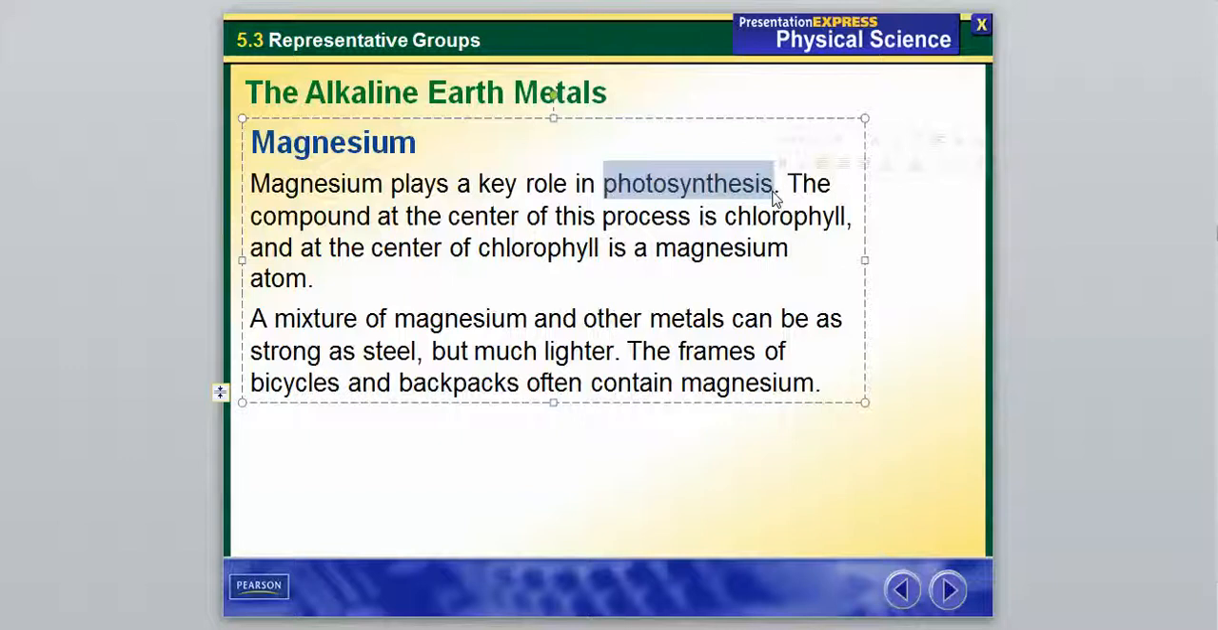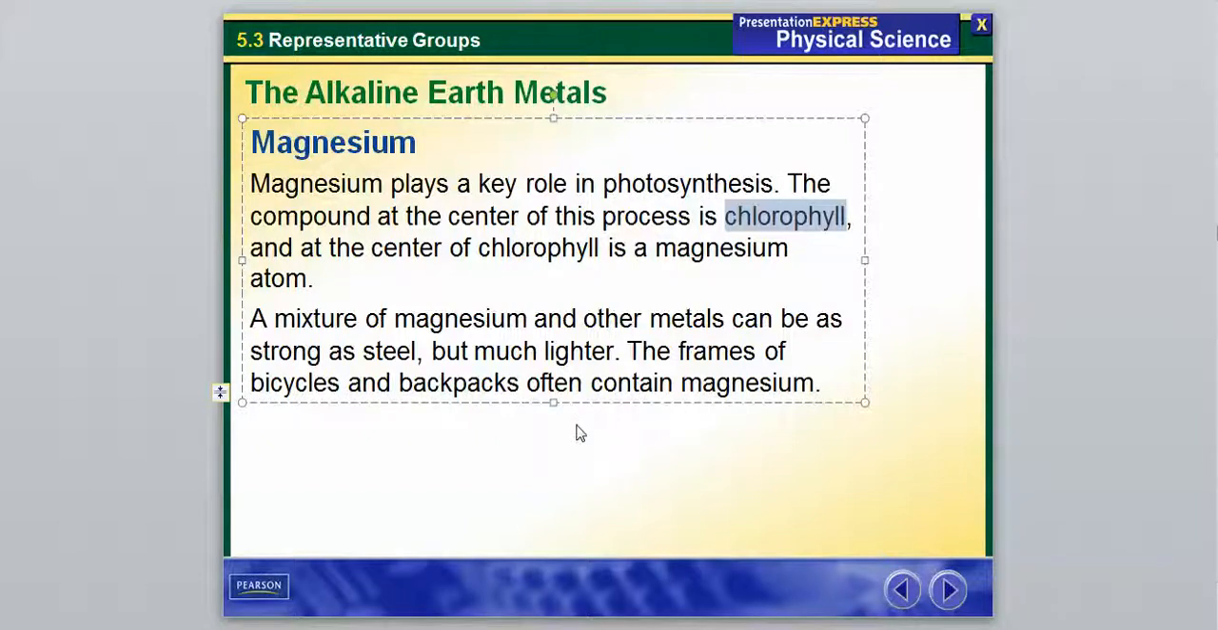So the compound at the center of this process is known as chlorophyll. Hopefully, again, if you don't know that, you'll know that next year in biology. And at the center of chlorophyll is a magnesium atom. So magnesium has a key role in something that we benefit from every single day, because without photosynthesis we would not have the oxygen necessary for us to survive. And another use for magnesium is that a mixture of it and other metals can be as strong as steel but much lighter. So the frames of bicycles and backpacks often contain magnesium.